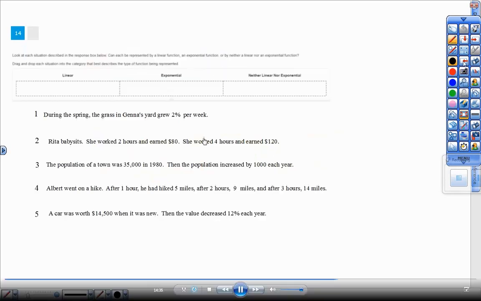All right, 14. Again, take the time to write these problems in. I could see any percent exponential. Anytime I see a percent in there, exponential. The second one, I need to see what these rates are. So 80 divided by 2 is $40 per hour. 120 divided by 4 is $30 per hour. I could see these are not the same rate, so this one is one of those neither ones, neither.